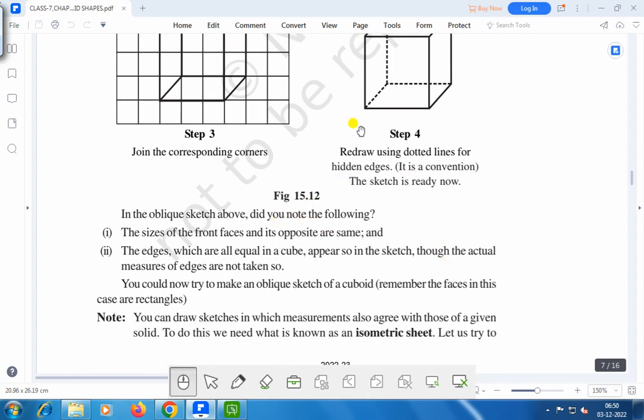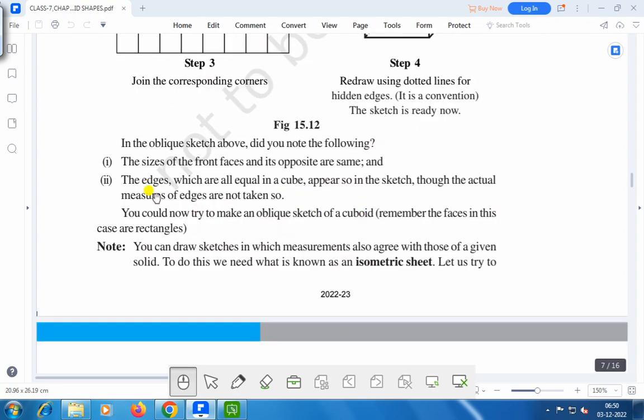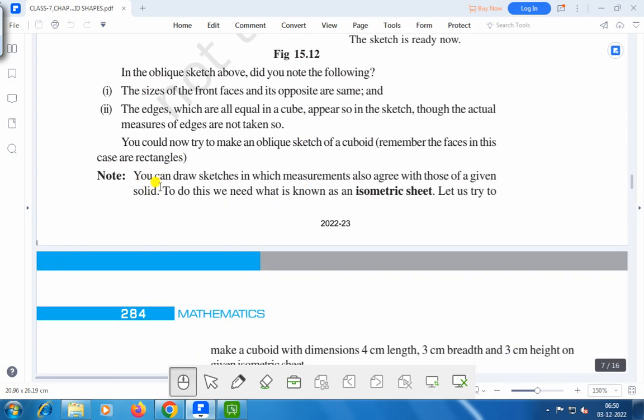Figure 15.2, this one. In the oblique sketch above, did you note the following? The sizes of the front face and its opposite face are the same, and the edges, which are all equal in a cube, appear so in the sketch, though the actual measures of edges are not taken so. You could now try to make an oblique sketch of a cuboid. Remember, the faces in these cases are rectangles. You can draw sketches in which measurements also agree with those of a given solid.